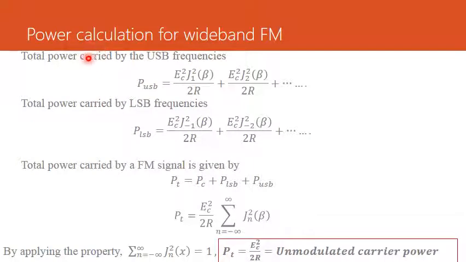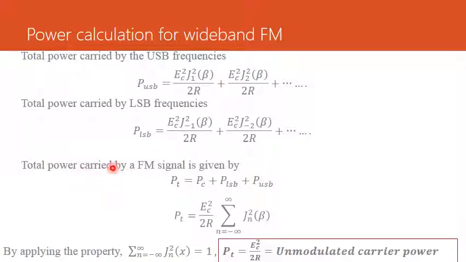The total power carried by the upper sideband frequency is given as Ec square into J1 square of beta by 2R plus Ec square into J2 square of beta divided by 2R, etc. The total power carried by the lower sideband frequency is given as P LSB equal to Ec square into J minus 1 square of beta divided by 2R plus Ec square into J minus 2 square of beta divided by 2R plus etc.